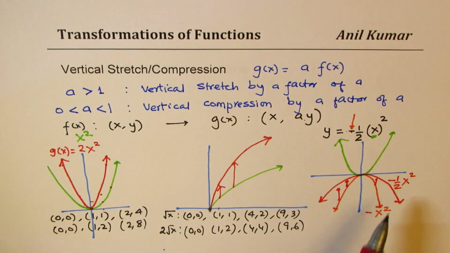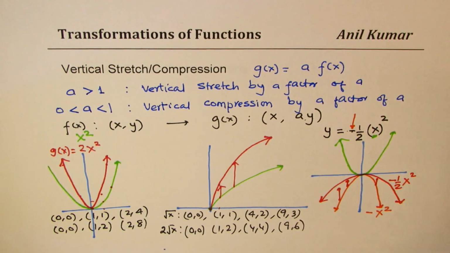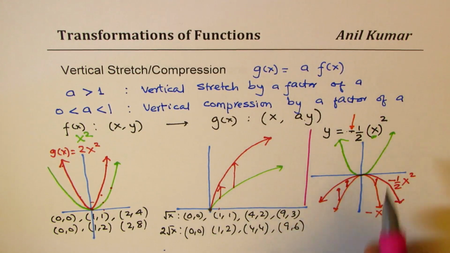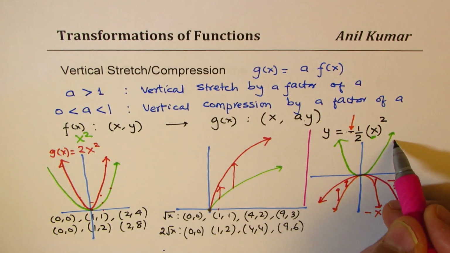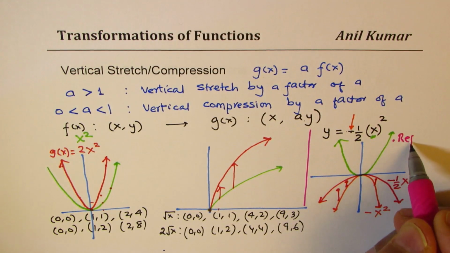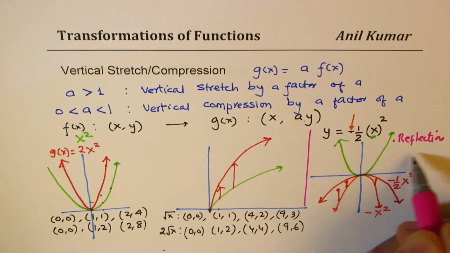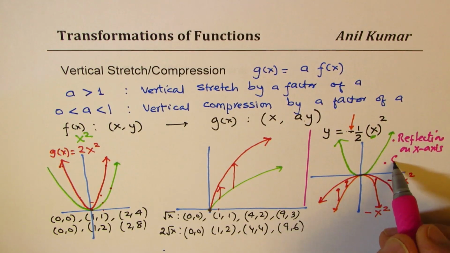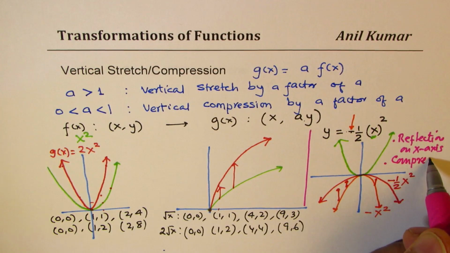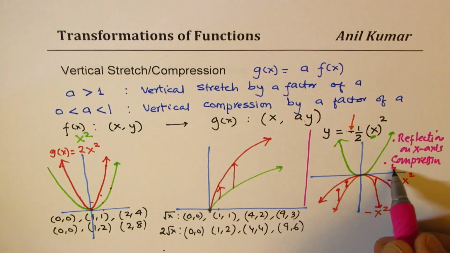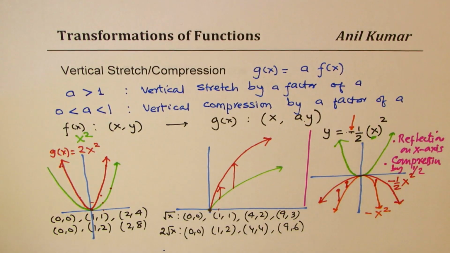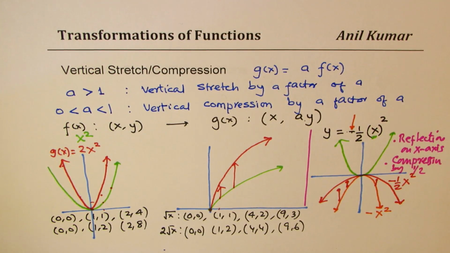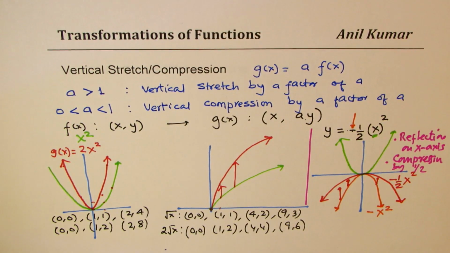You get an idea. So here we have combined reflection with stretch, right? So we have done two things here. One is reflection on the x-axis, and second is compression by half, vertical, right? So two things we've done here. So I hope the concept is clear. So we'll move along and carry forward our learnings.